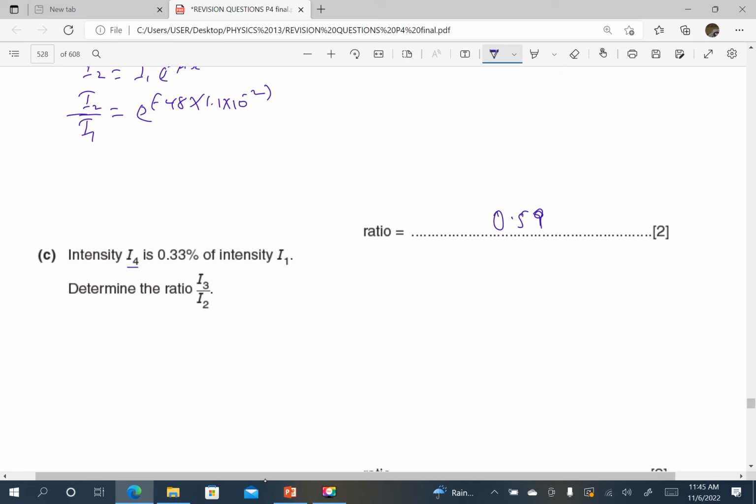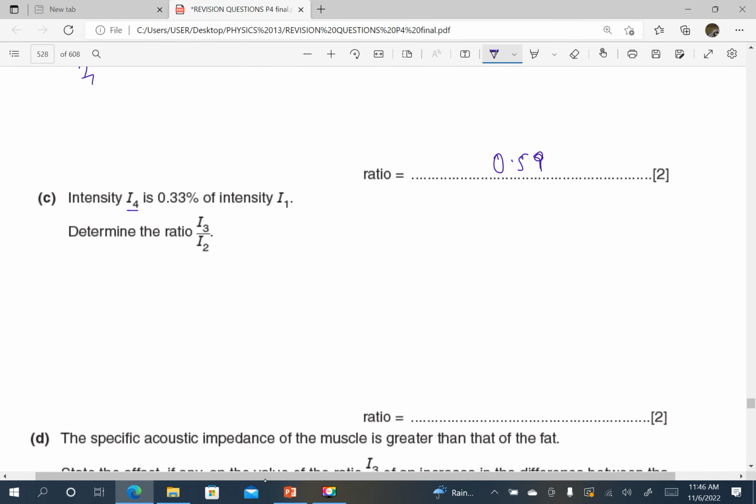Intensity I4 is 0.33% of the intensity I1. In other words, I4 is 0.0033 times I1. You divide 0.33 by 100.